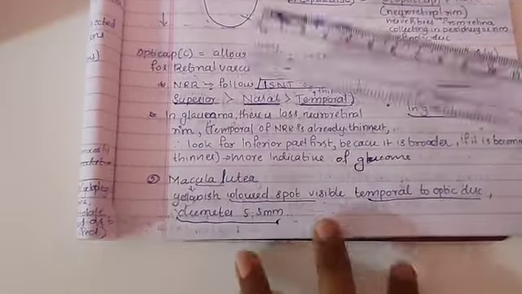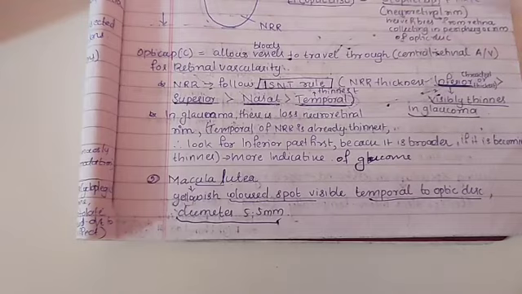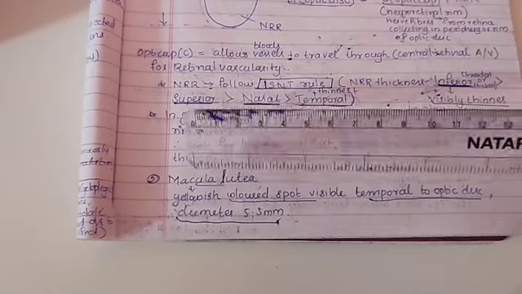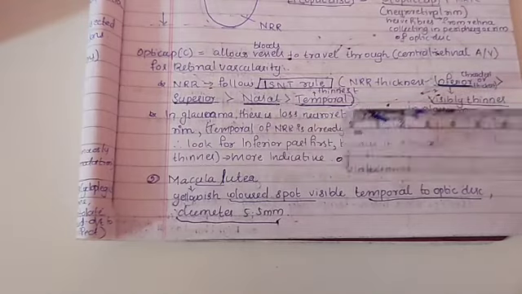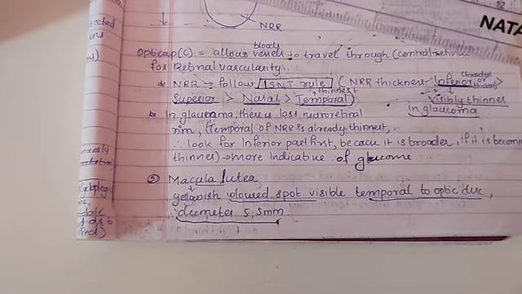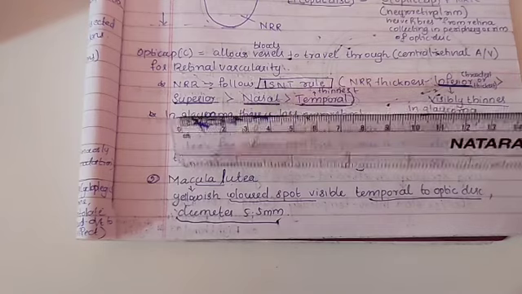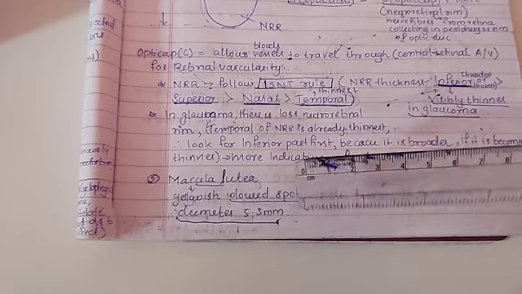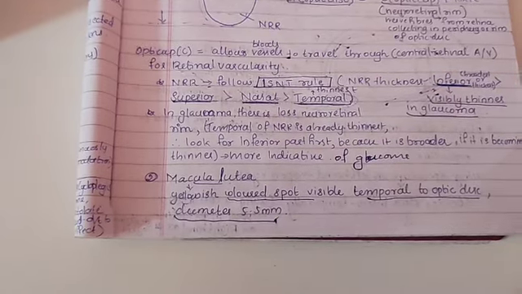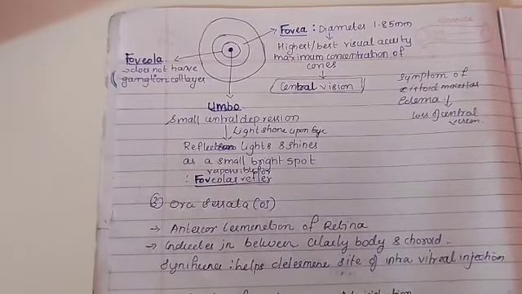Okay. Next, okay, that is about the optic disc. And second part is the macula lutea. Macula lutea is a yellowish colored spot visible temporal to the optic disc. We can see a visible yellowish colored spot temporal to the optic disc. Okay, that is the macula lutea and its diameter is about 5.5 millimeter. Okay, so this is what is called the macula lutea.